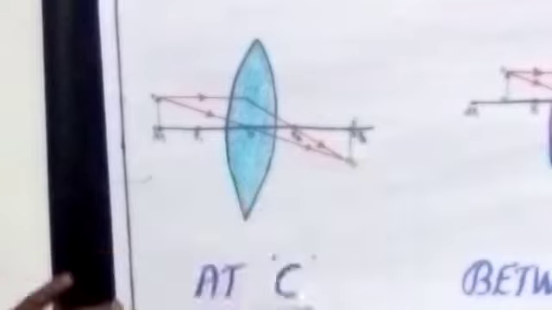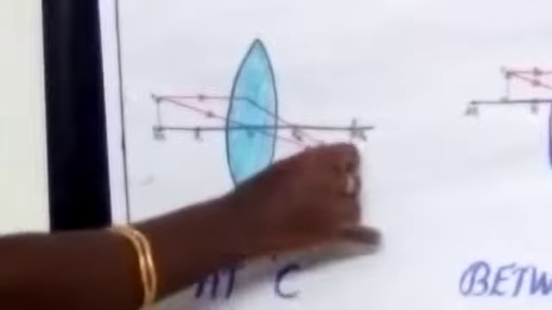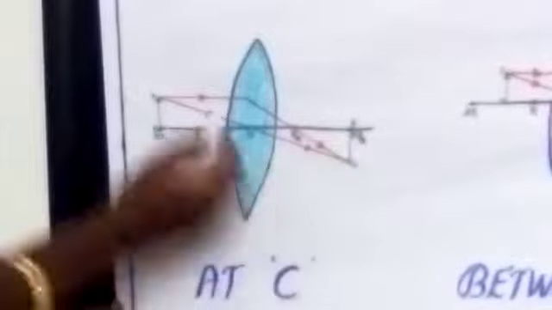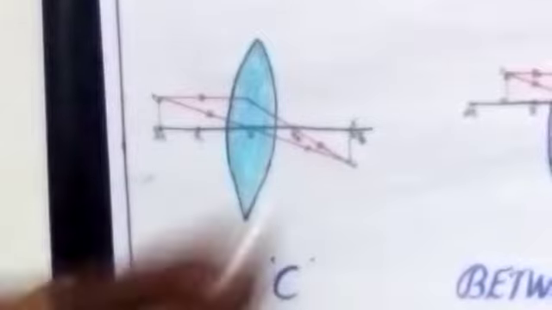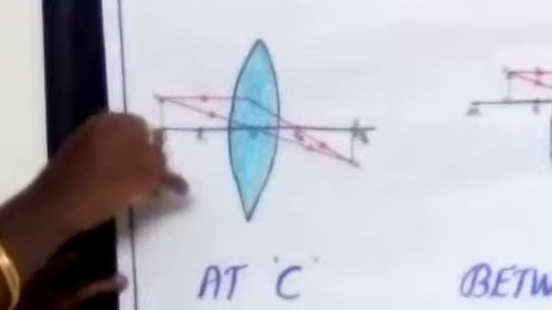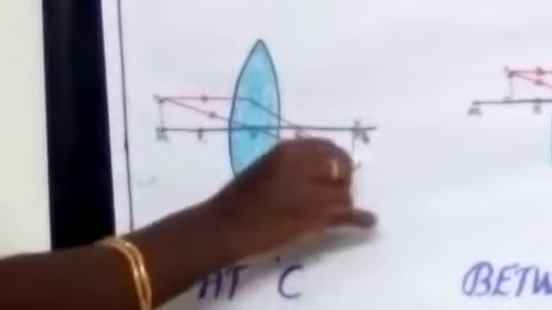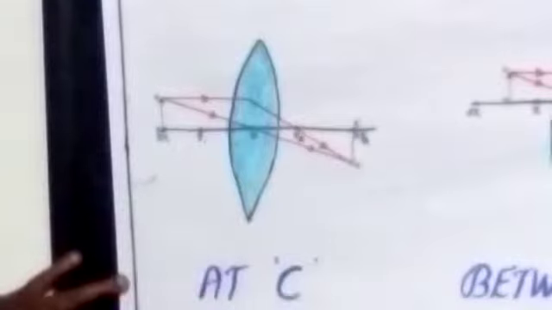So 2F1 and 2F2 are the center of curvature. So the object is placed at the center of curvature, and the image is also forming at the center of curvature. Here on the left side we are keeping the object, and we are getting the image on the right side. So what about the size of the image? Same size of the image. As per the object, we can get the same size of the image here. And the nature of the image is real and inverted.